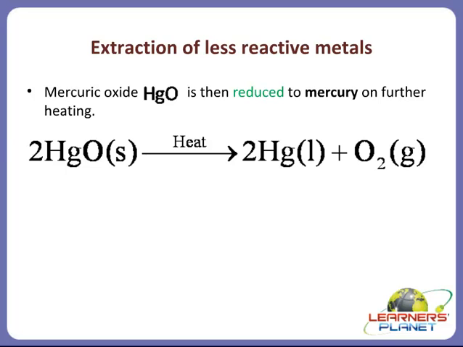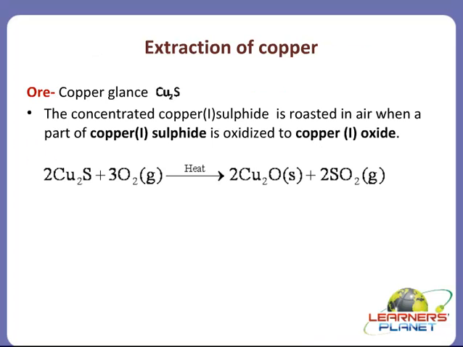It can be extracted just by heating mercuric sulfide ore in the presence of lots of oxygen. Once that is converted to mercuric oxide, the oxygen supply can be reduced or taken off. Then you'll get your mercury and oxygen. So this is how mercury is extracted.